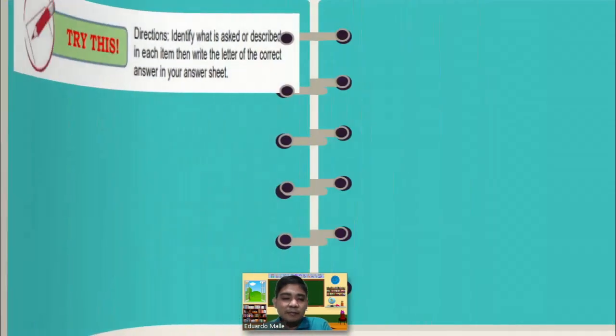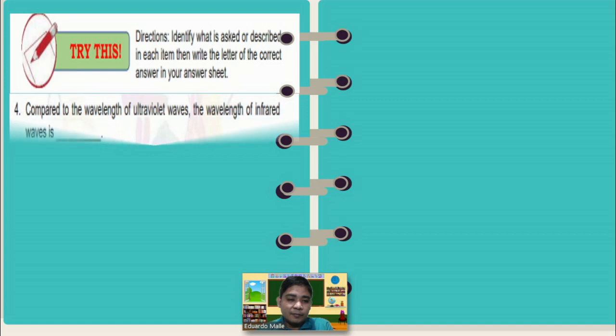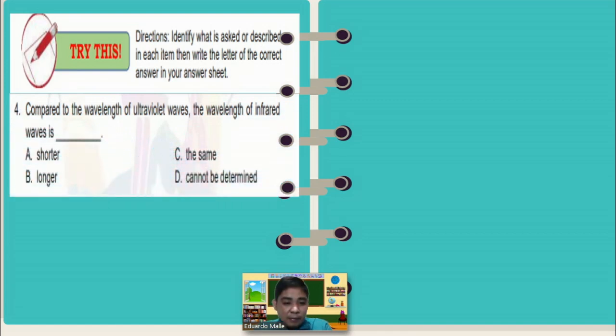Okay, and number 4. Compared to the wavelength of ultraviolet waves, the wavelength of infrared waves is blank. If you are going to compare ultraviolet and infrared in terms of wavelength, the wavelength of infrared waves is blank. A, shorter, B, longer, C, the same, D, cannot be determined. What do you think is the answer? Okay, you're correct. It's letter B, longer.